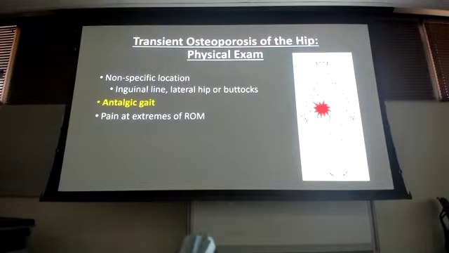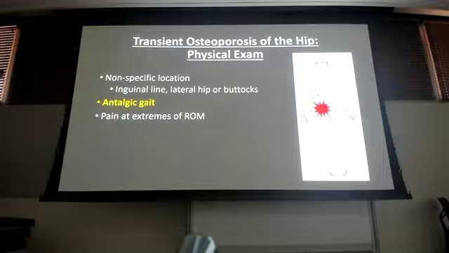Okay. Non-specific locational, again, inguinal line, lateral hip or buttocks. There's the word antalgic gait again. Okay. Might this be a Trendelenburg style gait? Maybe. Okay. Maybe. So it depends on what kind of pimp walk they're doing. Right. But they'll have pain at extremes of range of motion. We've already described that when you put the hip in extremes of range of motion, you are engaging the femoral head and neck region, correct?